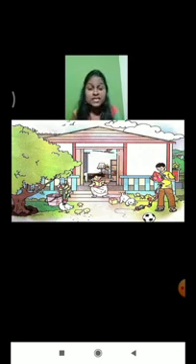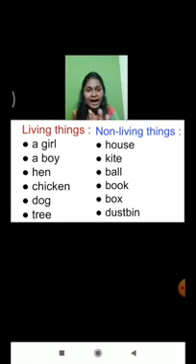From this picture we can say that tree, hen, boy, girl and dog, these all are the living things. Am I right? And football, kite, house, dustbin, these all are the non-living things. Am I right over here? So here I have classified the living things and the non-living things. I hope you also classified the things like this only.